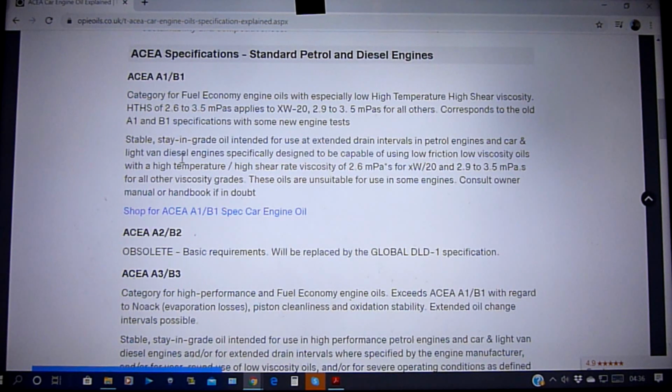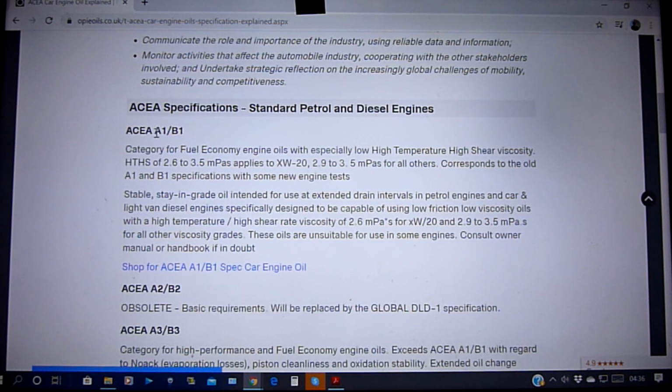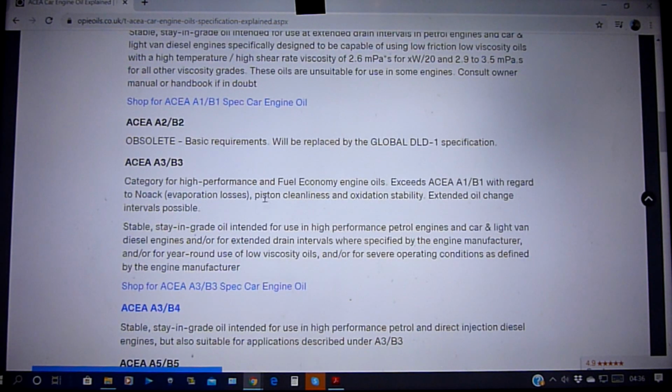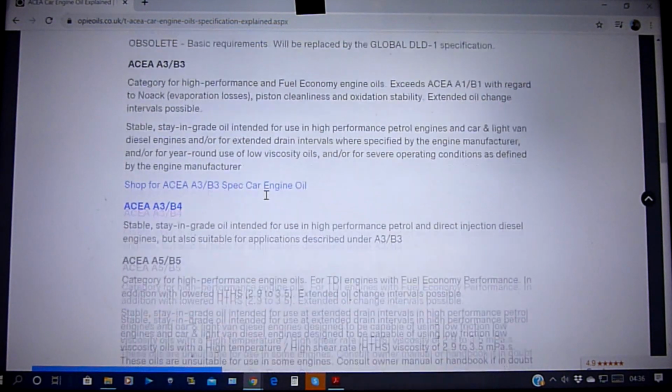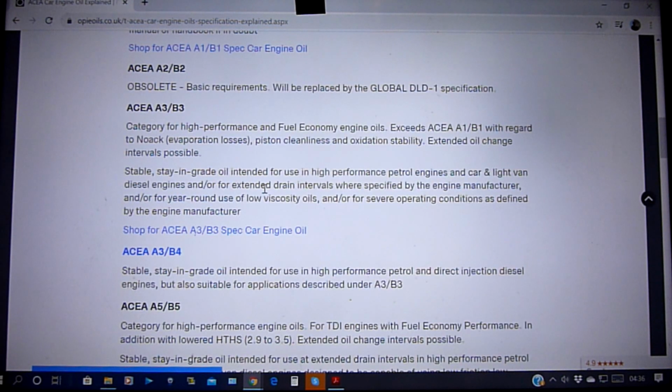So looking down, we've got, I think these are the older ones. ACEA A1/B1, standard petrol and diesel engines. So this is older, so high viscosity, high shear rate. Kind of technical terms, read it yourself. I'm not 100% sure what that means. Probably the amount of stress that the oil is under. ACEA A2/B2 obsolete. Right, so that one's obsolete.